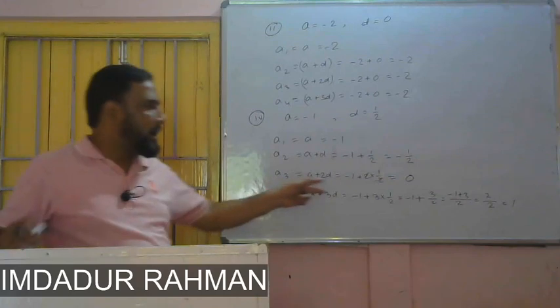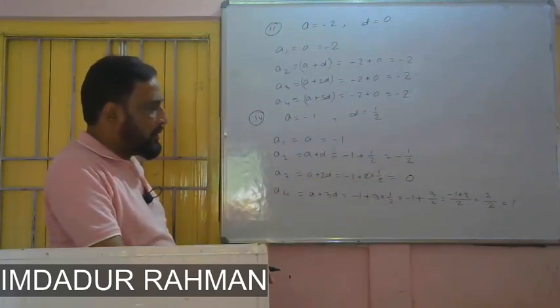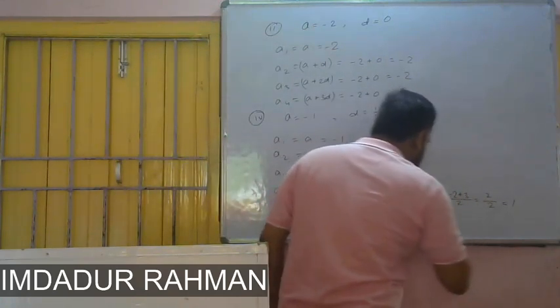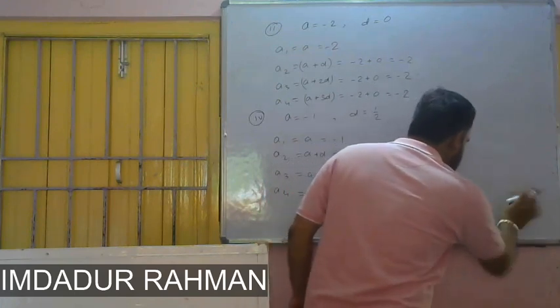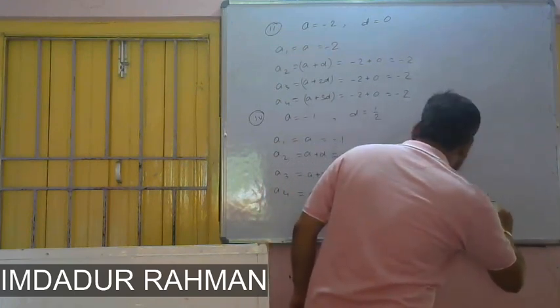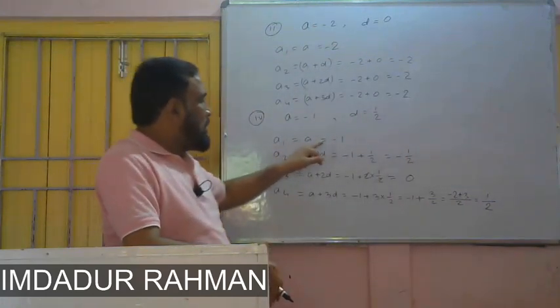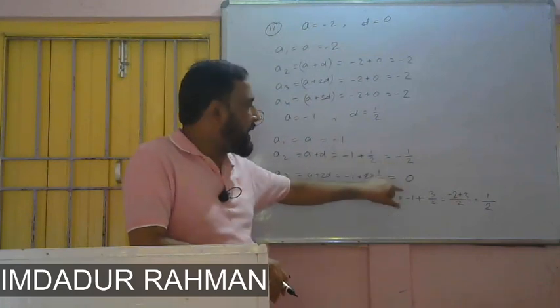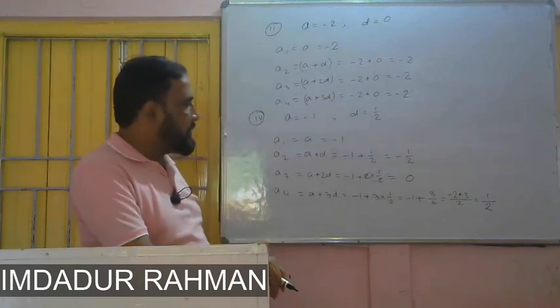Okay, I have written elaborately. You see, there is some mistake. It will be 2, then 1 by 2. So minus 1 is the first term, second term minus half, then 0, then plus half.